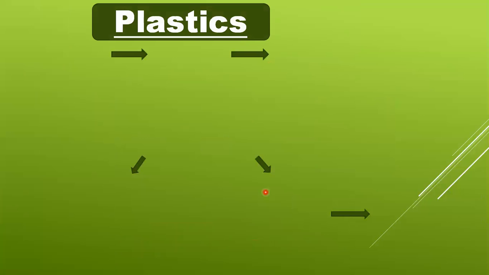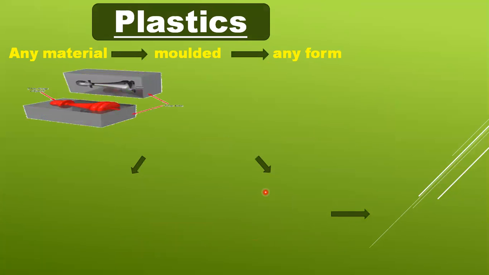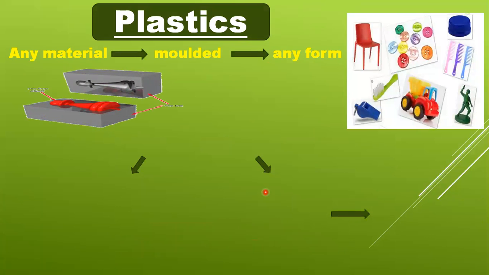Now we are going to discuss our major topic, which is plastics. Now we are going to discuss question number 2. So class, what is plastic? Plastic is basically any material that can be molded. Plastic is any material that can be molded into any form.